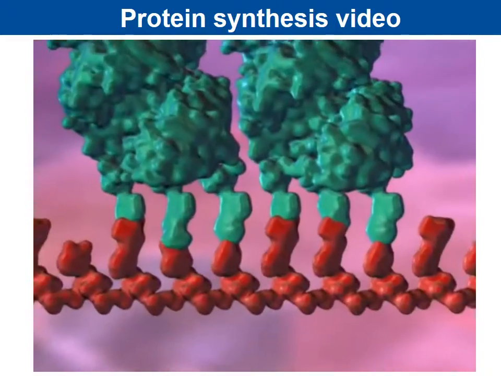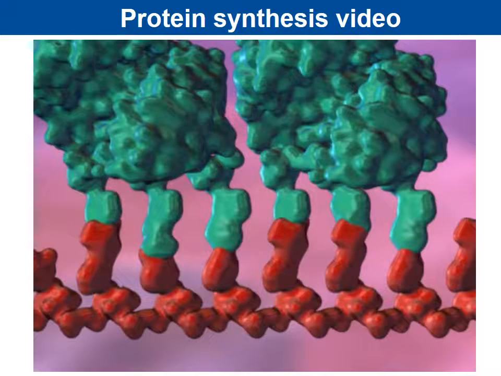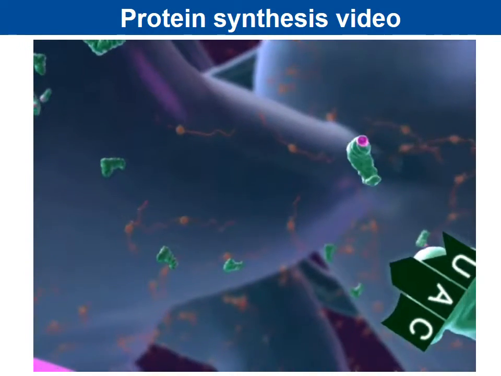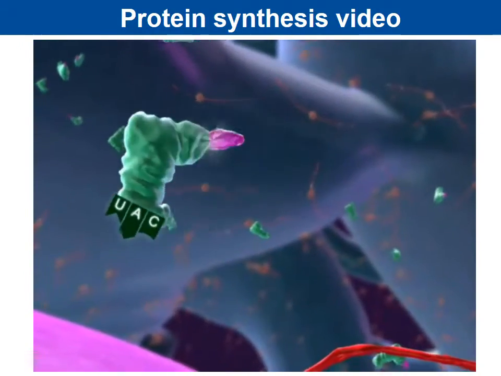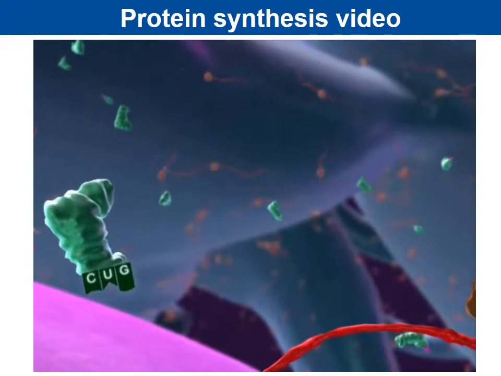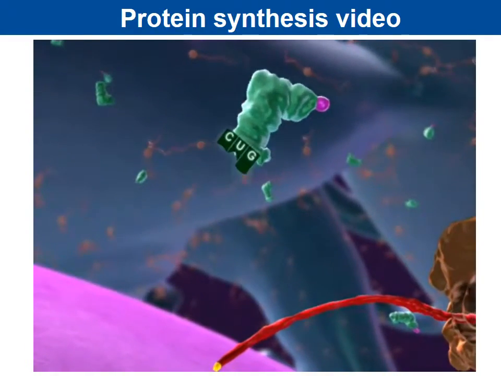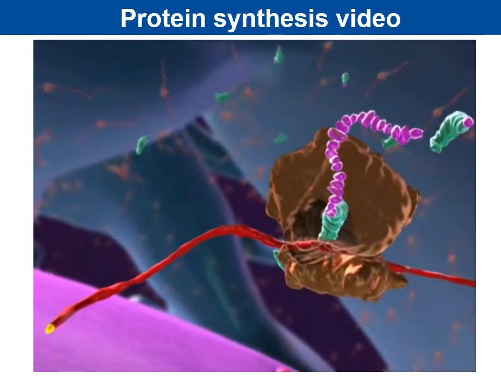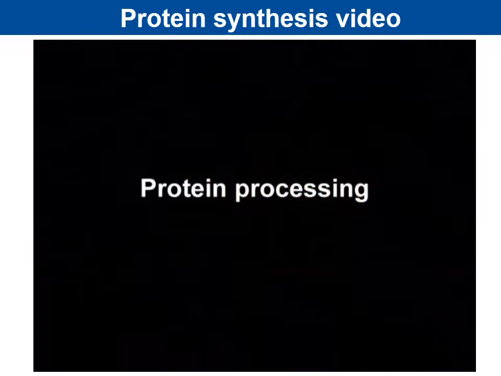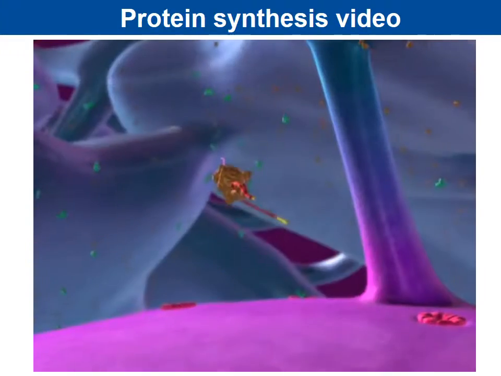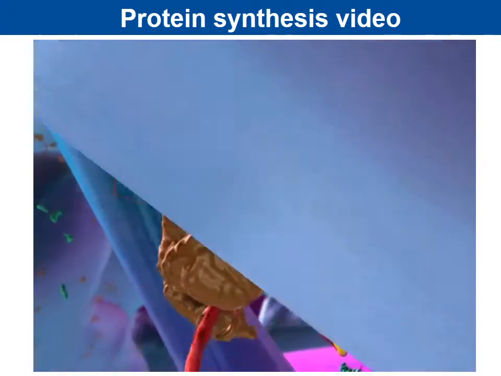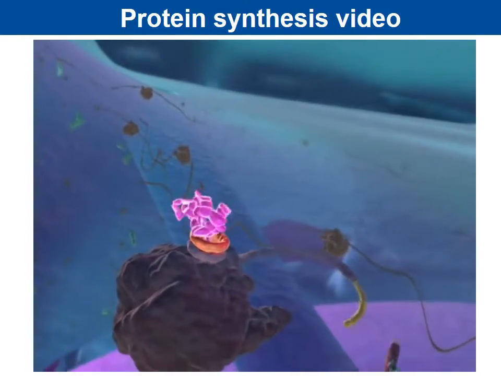Notice that one end of a tRNA molecule has a set of 3 bases called an anticodon that pairs with complementary bases on the mRNA. The other end of the tRNA carries a specific amino acid. Different types of tRNAs carry different amino acids. In this way, the message in mRNA is translated into a specific sequence of amino acids. For proteins that will be secreted from the cell, like insulin, the ribosome docks on the rough ER, and the protein grows into the ER compartment.